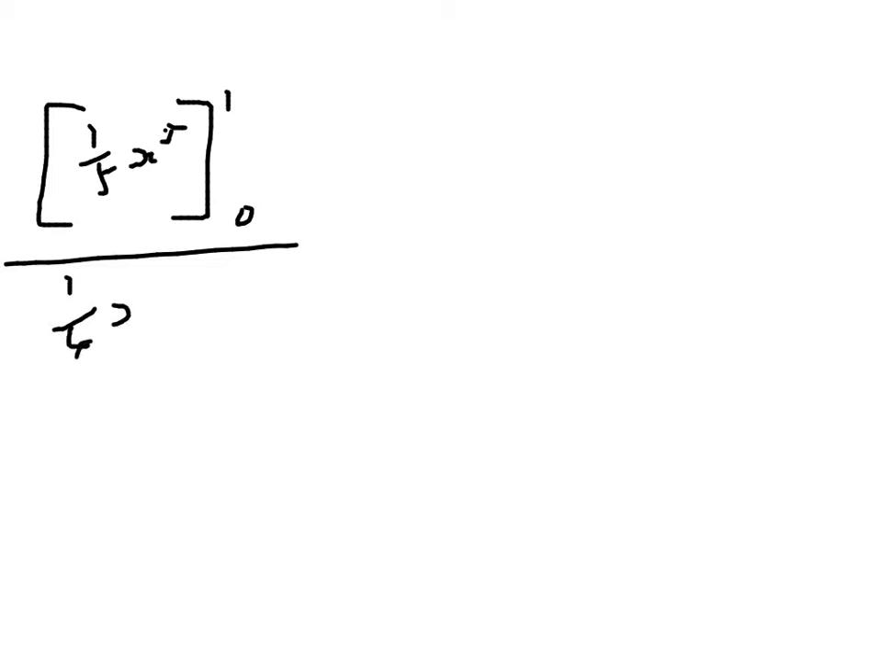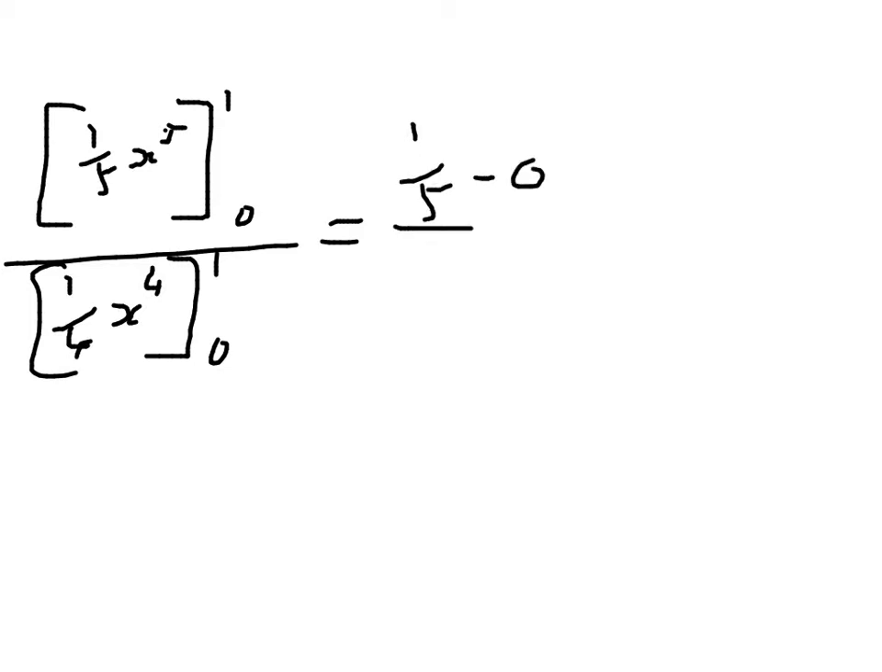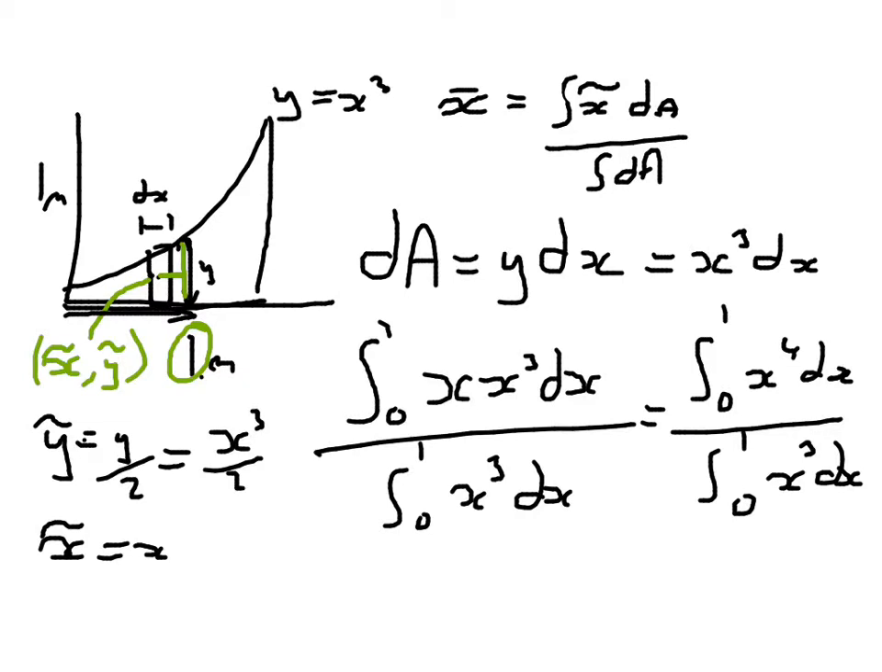Jump to the next page. That's going to be x to the 4 becomes 1/5 x to the 5 between 1 and 0, over a quarter x to the 4 between 1 and 0. Substitute 1 into there, and I'm going to get 1/5 minus 0 over a quarter minus 0. That equals 0.8. So our x coordinate of our centroid location, our geometric centre, is going to be 0.8 metres in the x direction. So somewhere about there.